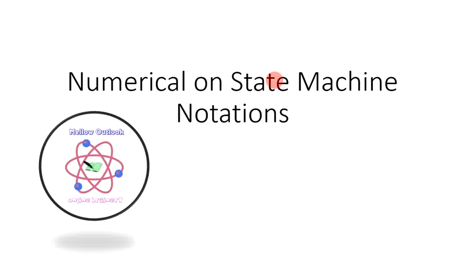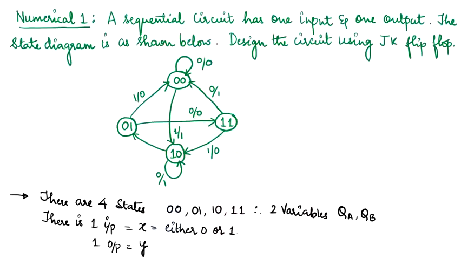Welcome to the tutorial on numericals on state machine notations. As a first numerical, we have a sequential circuit which is having one input and one output. The state diagram is given here and we need to design the circuit using the JK flip-flop.